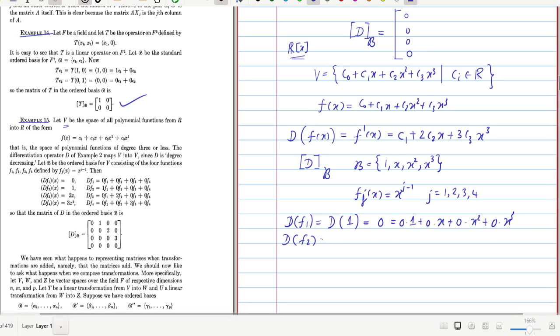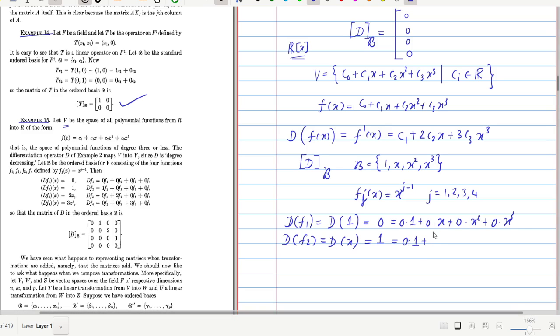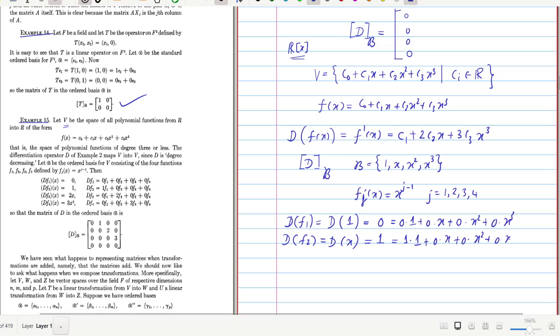And what is D of f2? D of f2 is D of x, that is the derivative of x. The derivative of x is 1, which can be written as 1 times 1 plus 0 times x plus 0 times x square plus 0 times x cube. So from these you get the next column: the first entry is 1, the second entry is 0, the third is 0, the fourth is 0.